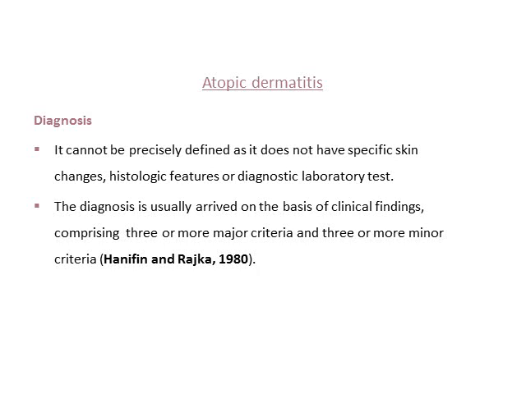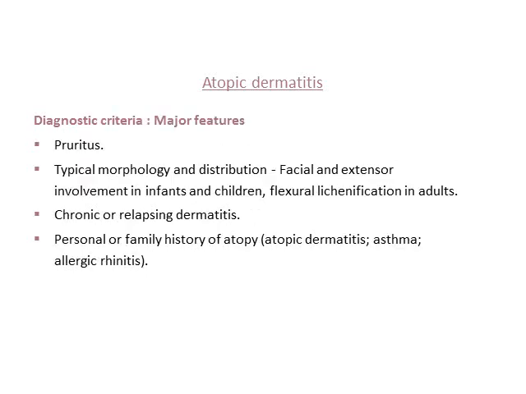Diagnosis: it cannot be precisely defined as it does not have specific skin changes, histological feature, or diagnostic laboratory test. The diagnosis is usually arrived at on the basis of clinical findings comprising three or more major criteria and three or more minor criteria. The major criteria are pruritus, typical morphology and distribution, that is, facial and extensor involvement in infants and children, flexural lichenification in adults, chronic or relapsing dermatitis, and personal or family history of atopy. So, out of these four, three should be there.